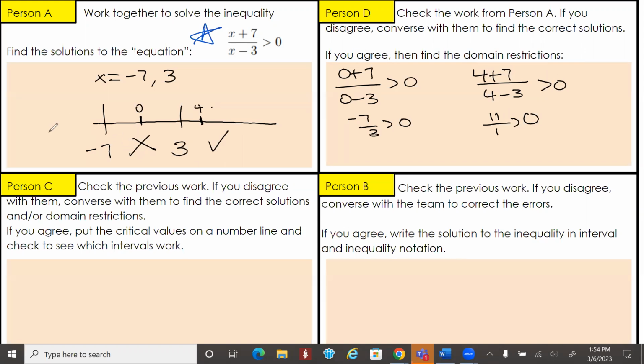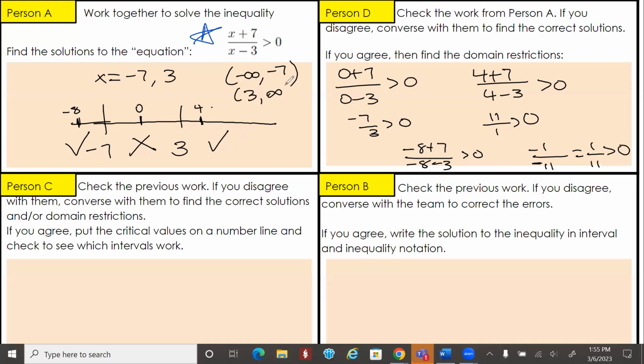Okay, and then we want to check the other side. -8. Okay, so we're going to take -8 and plug it into the inequality and check. -8 plus 7 divided by -8 minus 3. -8 plus 7 is going to be -1, -8 minus 3 is -11, so that's going to give me 1/11. Is that bigger than 0? Yes. Okay, so it works from -infinity to -7, and then from 3 to positive infinity.